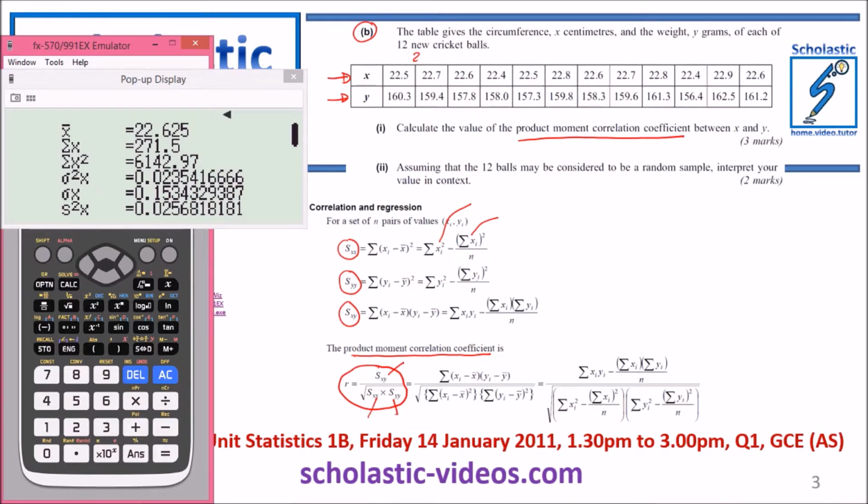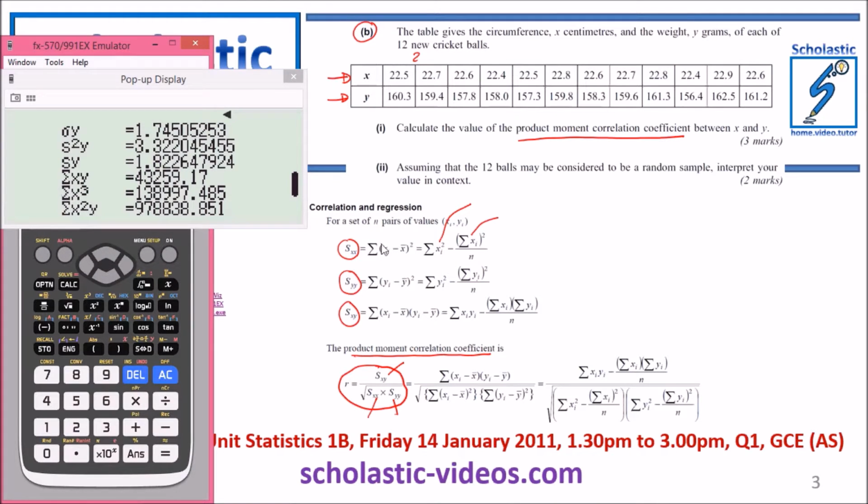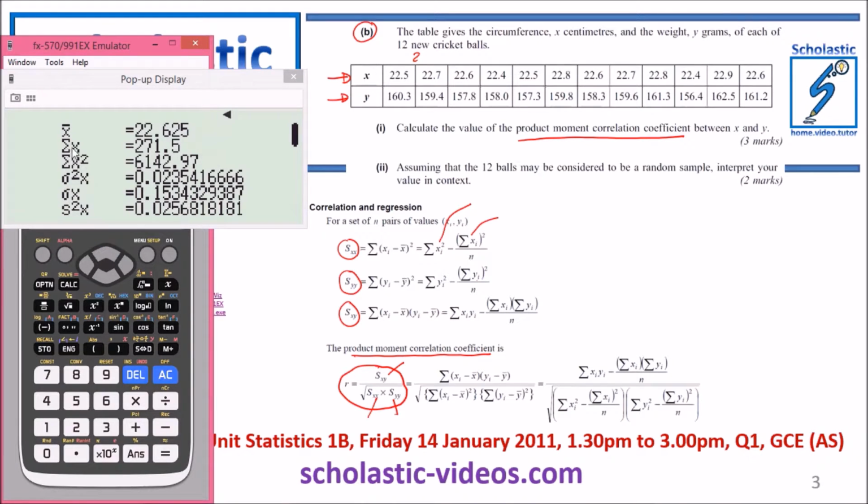So what I will do is I will take, because we can see the values here, there are other values like sigma y squared, sigma xy, which is required here, and then yeah, we need sigma x also. Sigma x is here, sigma x, and sigma y here.